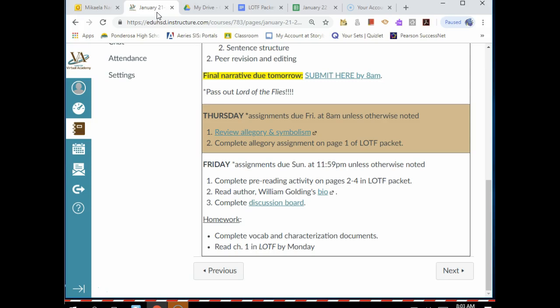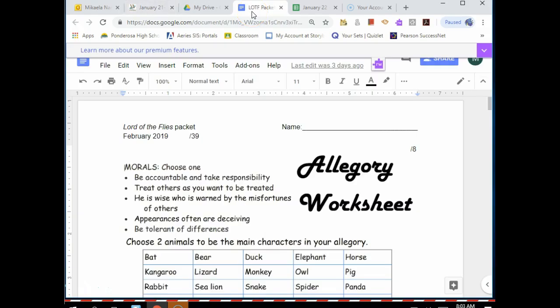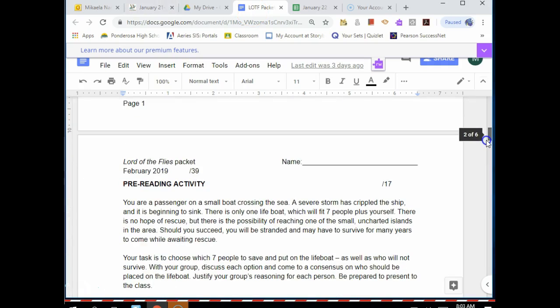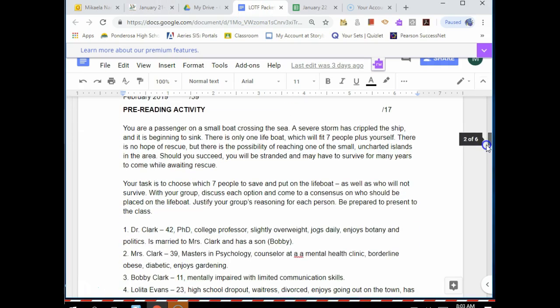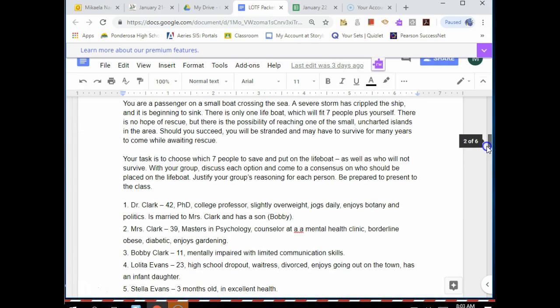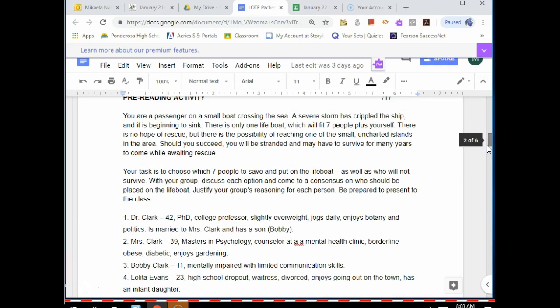So going into today, I want you guys to complete this pre-reading activity. It's on pages 2 to 4 of your packet, so make sure you have it. Don't get it out yet. I'm just going to review it. Okay? So here's what you're doing. You are a passenger on a small boat crossing the sea. I don't know why anyone would cross the sea in a small boat. It's a terrible idea. A severe storm has crippled the ship, and it is beginning to sink.